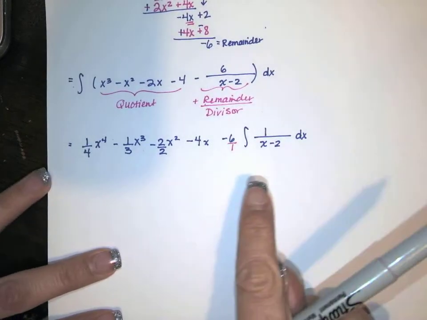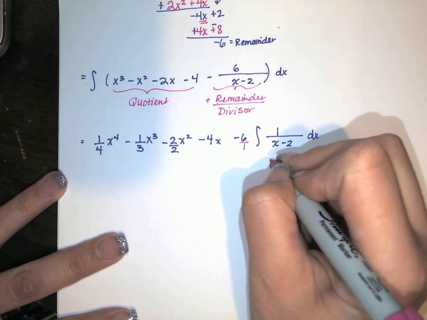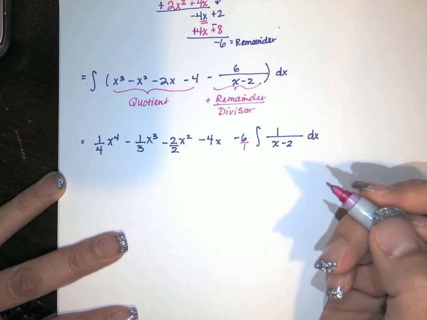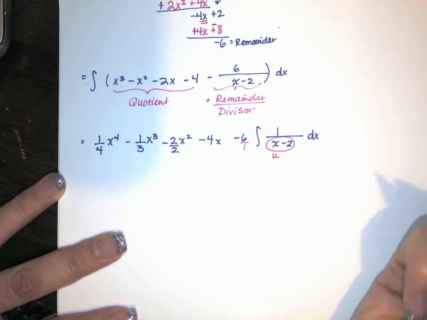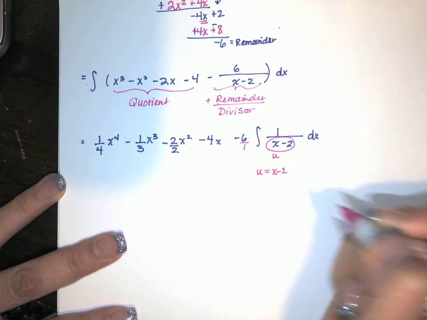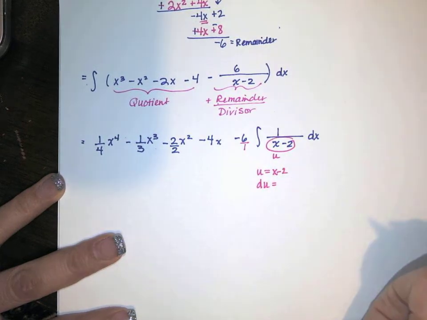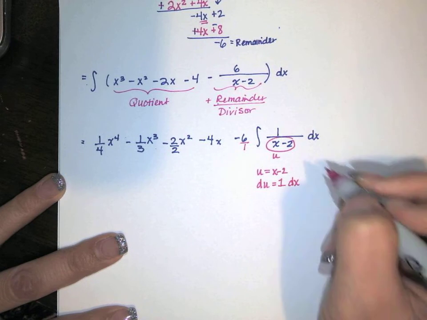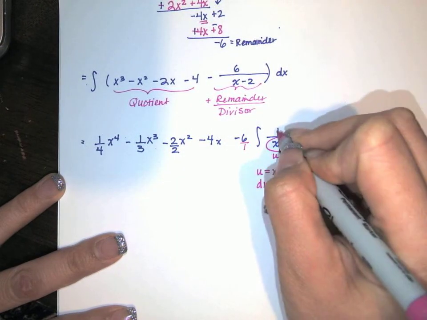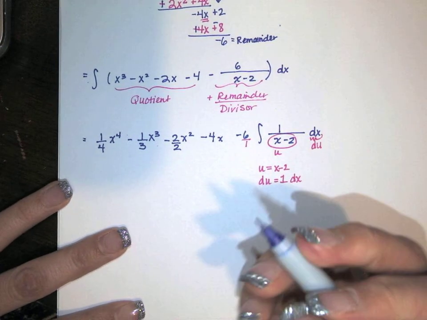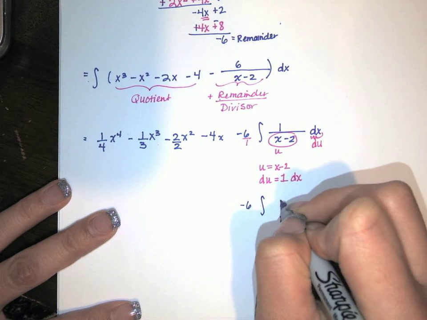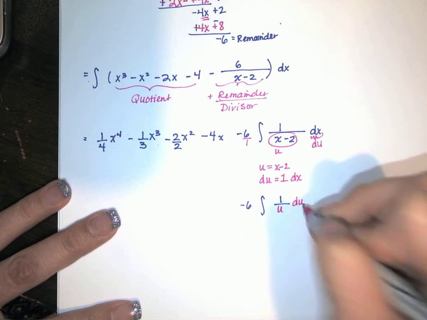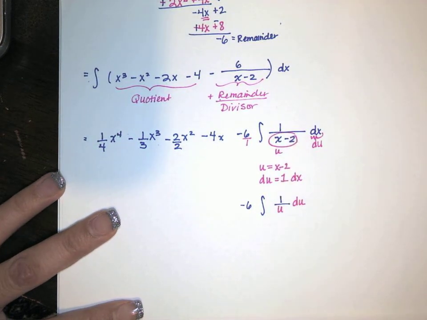All right, so to do this last one, I need a u-sub. I don't have a rule for 1 over x minus 2, but I do have a rule for 1 over x. So I'm going to let u be x minus 2. And because u is so simple, du is just 1 times dx. So this is du, this is 1 over u, and so we end up with negative 6 times the integral of 1 over u du. Remember, that 1 is still there.